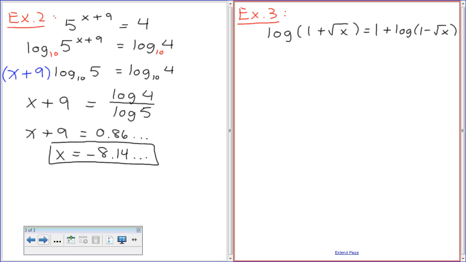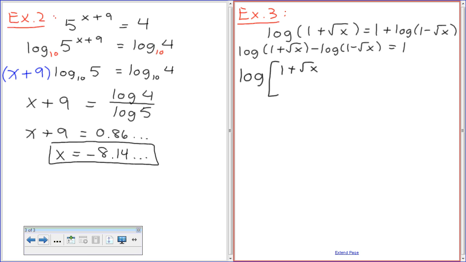Okay. So what I might suggest, I might do something like this instead. I might change it to log of 1 plus root x minus log of 1 minus root x equals 1. Can anyone recall what the log rules are for subtraction? What does a subtraction for log turn into? Yeah, quotient or fraction. Very good. So this is log 1 plus root x. We're going to get to the laws in a second. I just want to see what you guys remember.